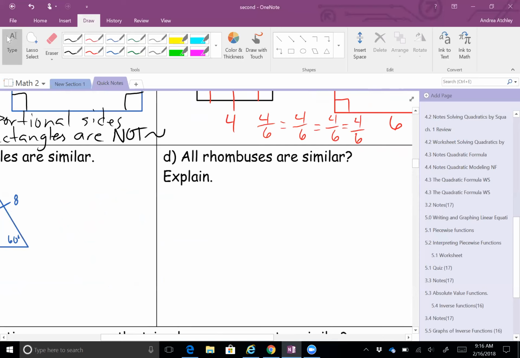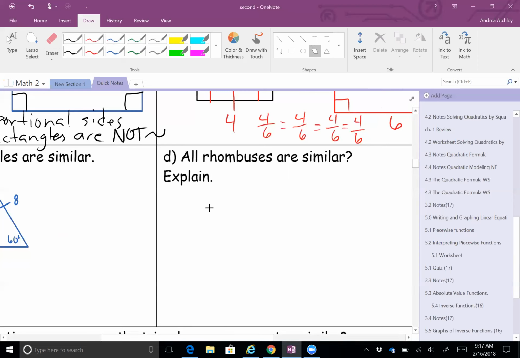It's a parallelogram. That's correct. But what makes it a rhombus and not a rectangle or a square? Not all angles are equal. Like parallelograms, opposite angles are congruent. Okay? What is the other reason? What's the difference between a rhombus and a parallelogram? All sides are congruent. It's a square tilted.